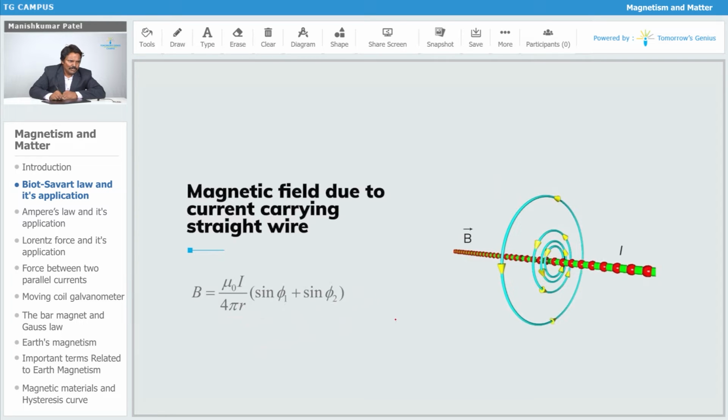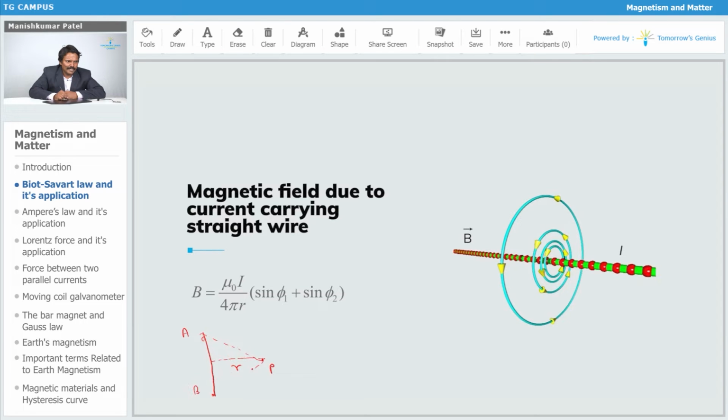So this is the formula which I have written over here. Let's say this is a finite wire, and these are the two ends A and B of this finite wire, and this is the point P where you have to find the magnetic field. The first thing you can do is find the perpendicular distance from this point P onto this line. Let's say it is r.